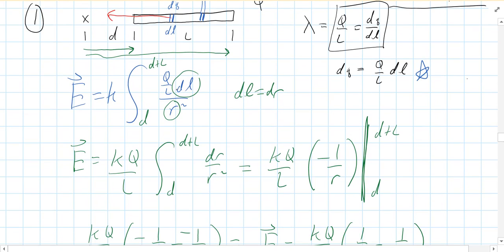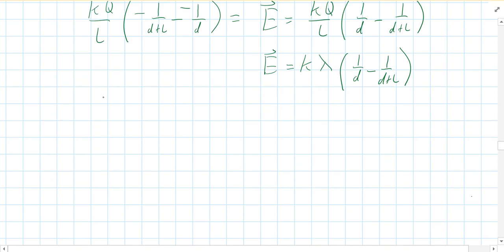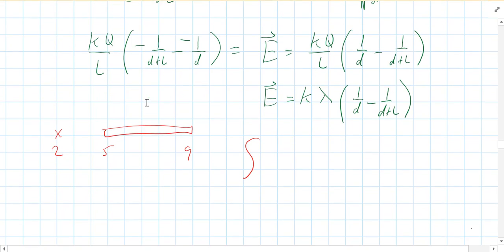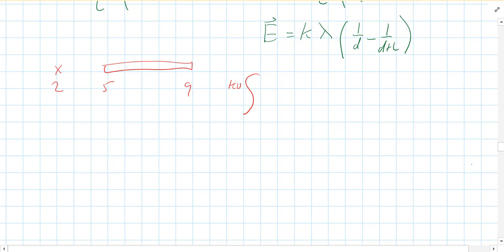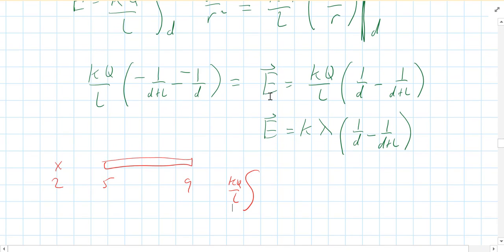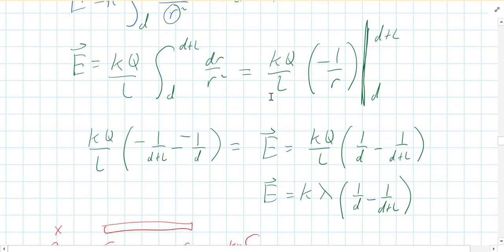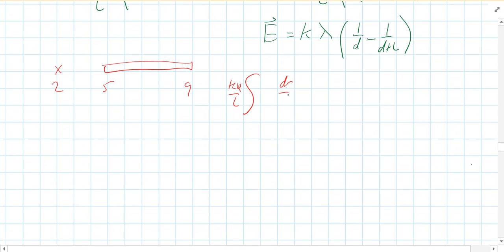Let's say this problem were on a number line. Let me recreate that picture really quick. Here it is, and here's our spot. Let's say this was at x equals 2, this was at x equals 5, and this was at x equals 9, okay? And you were integrating. We had kq over L outside of this, and on the inside we had dr over r squared. If you were doing that, what does your radius start at and end at?